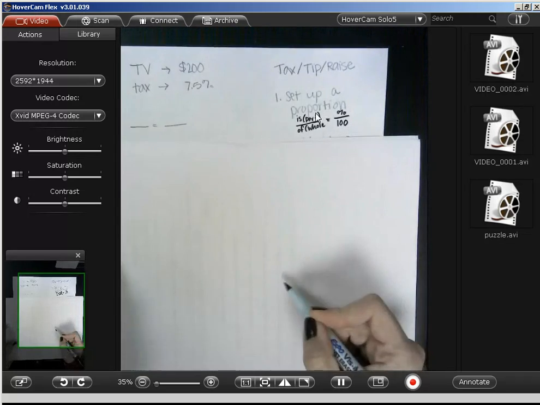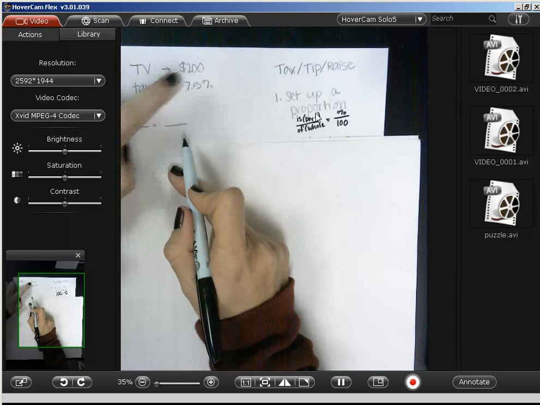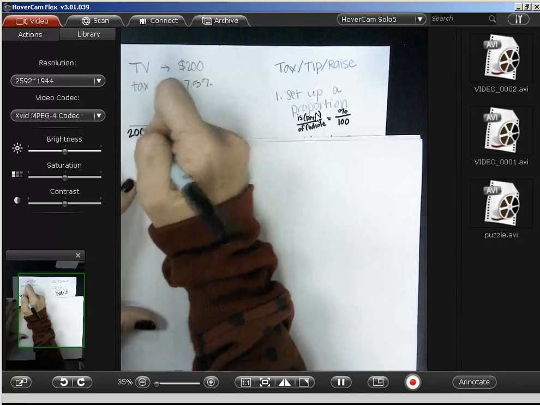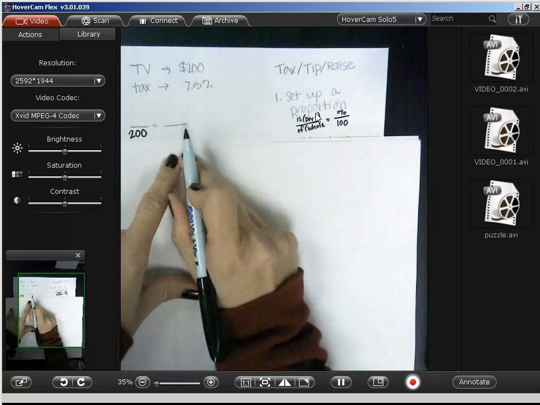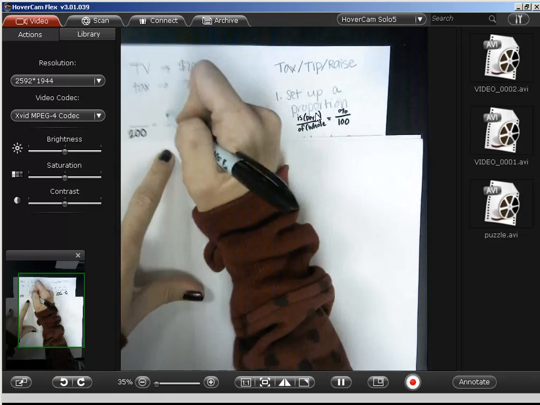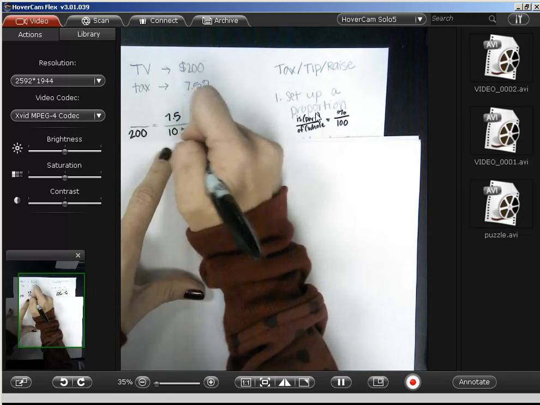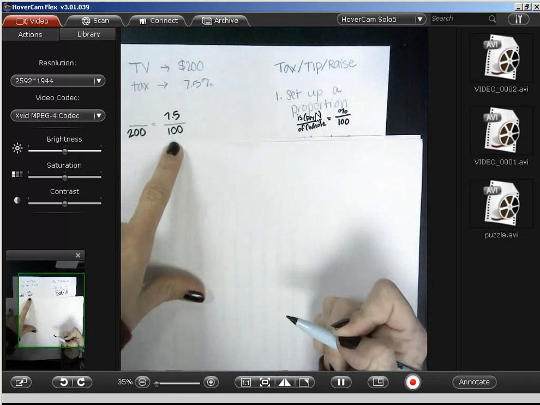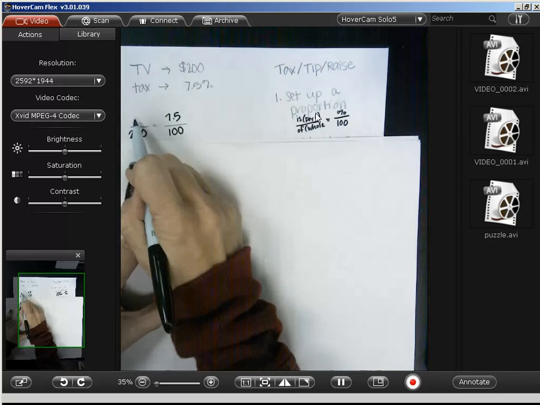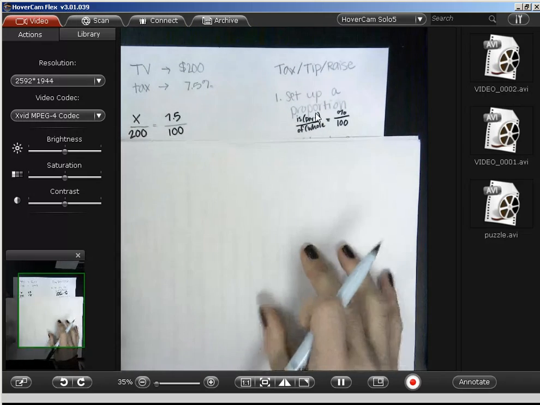So we're going to set up our proportion first. In this case, the TV costs $200. So we want to know that's our whole price, $200. We want to know what the tax is going to be on that $200 if it's a 7.5% tax rate. So we're going to put our tax over our 100 because we know a percent is a number out of 100. We don't know what our part is, and our part is our tax. So we're going to set up a proportion, and then we're going to solve it.